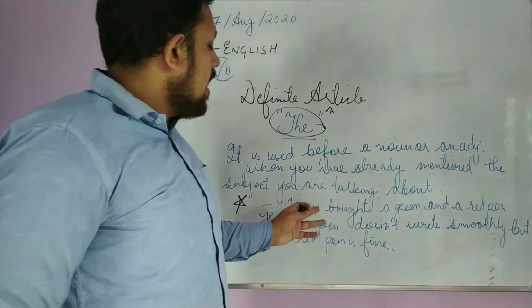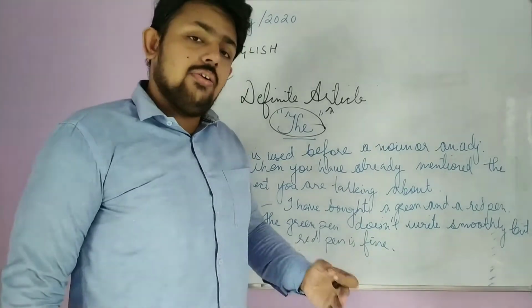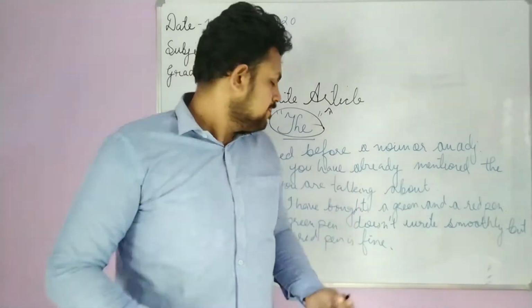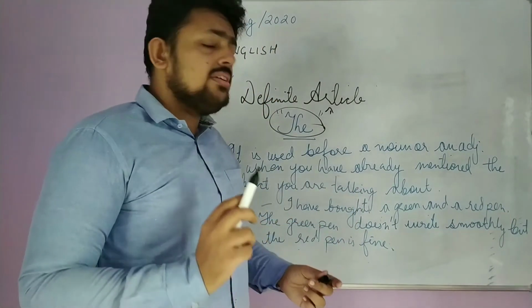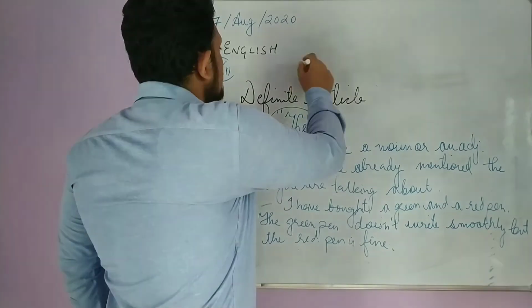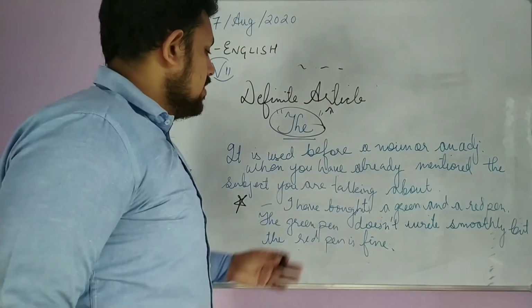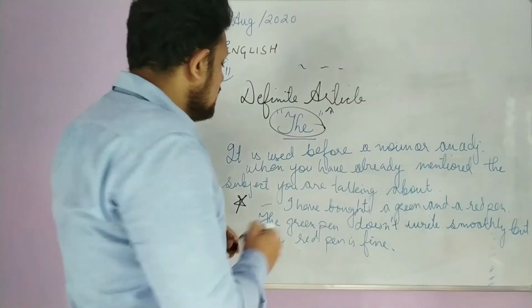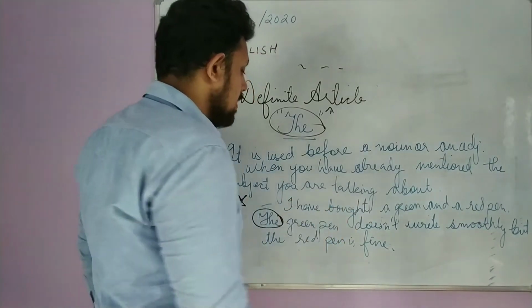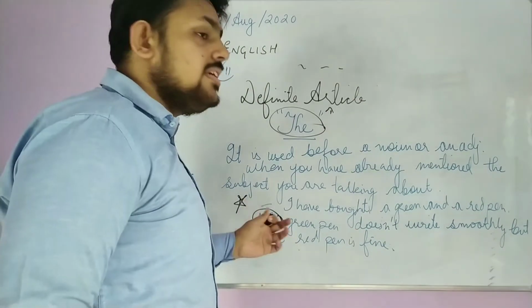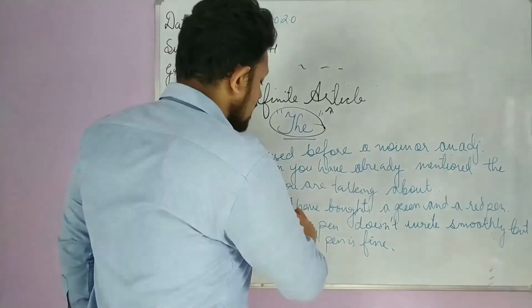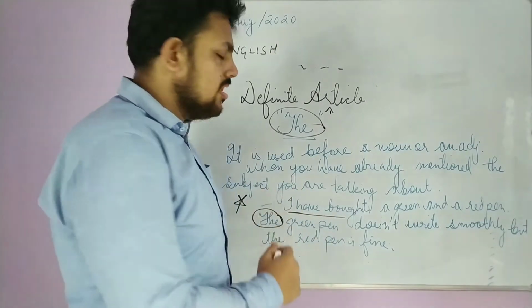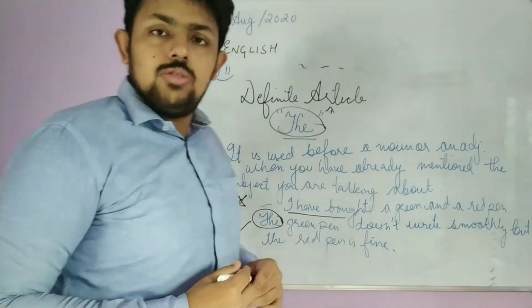I have bought a green and a red pen. The green pen doesn't write smoothly. The green pen is not working properly, but the red pen is fine. So here we are using "the" before green pen and red pen because we have already mentioned these two subjects in our sentence. We have already talked about these subjects, so we are mentioning them again, and then we will use "the."